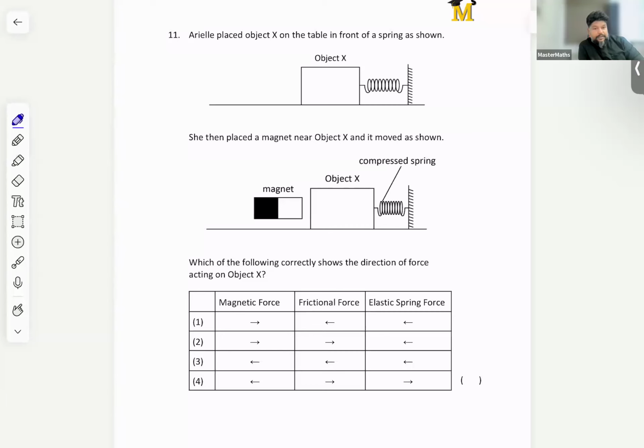Arisa, what's your answer for question 11? 3. Cool. Okay, why 3?